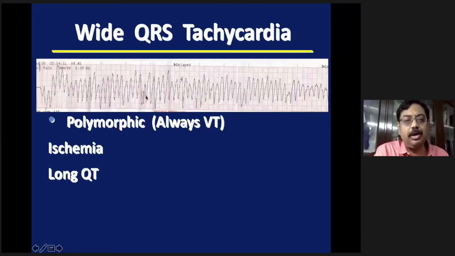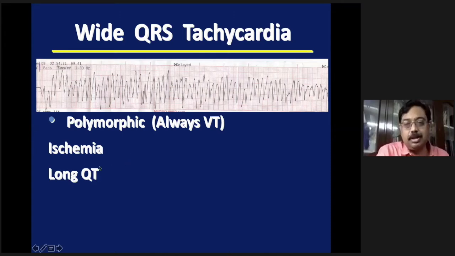Now look at this VT. If you look at this strip in the ICCU, these are one of the most dangerous strips that you can see. The QRS complexes are not only irregular, but they are different in size, different in morphology, and different in axis. So this is a polymorphic VT. If you see an ECG like that, there is no need for differential diagnosis. There is no need to think of SVT with aberrancy and all this textbook jargon. This ECG is always a VT. You should not generally diagnose anything else.